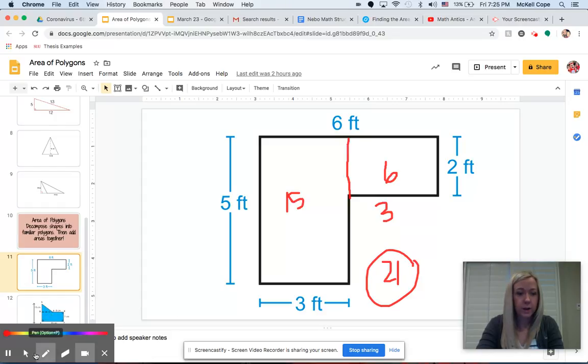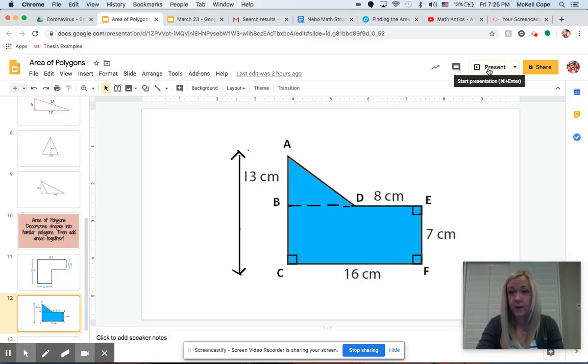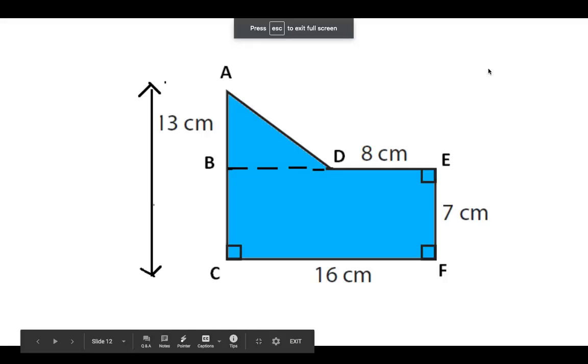Let's look at this one right here. I'm going to enlarge this. I want you to pause. I want you to find this one out on your own. Okay, go ahead and pause.